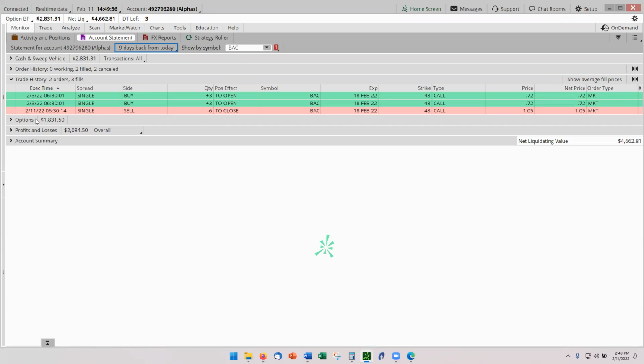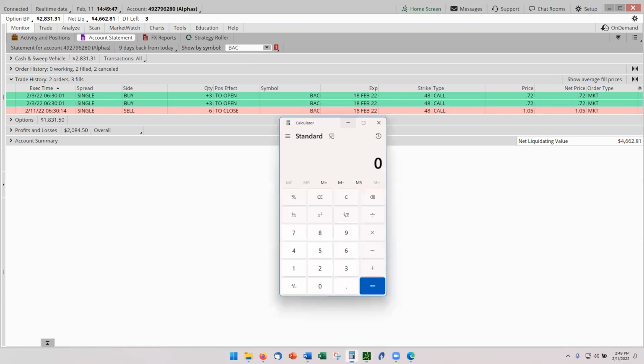So Bank of America got in on the 3rd and it got out today on the 11th. We got in at 72 cents. We got out at $1.05. And for those who are new to options, that means it's per share, and one contract is 100 shares. So let's do the numbers.